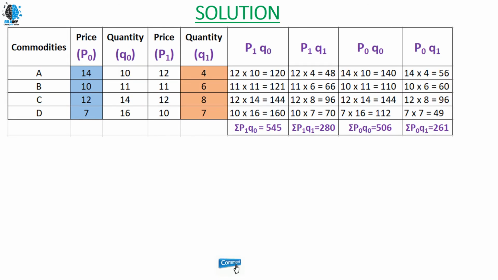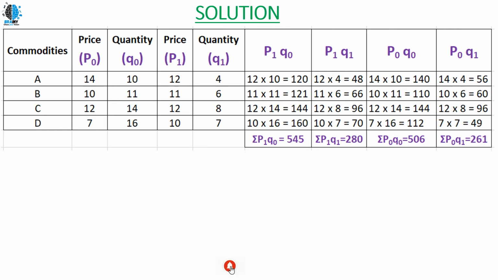Next column I will have P0 Q1. I am going to multiply these two, and at the end I will get the summation value 261. 261 is the summation value of P0 Q1. So this is all about my calculation of the table.